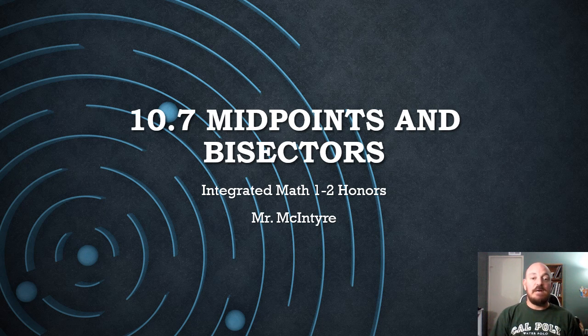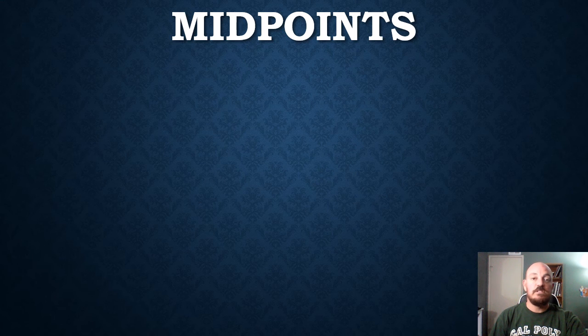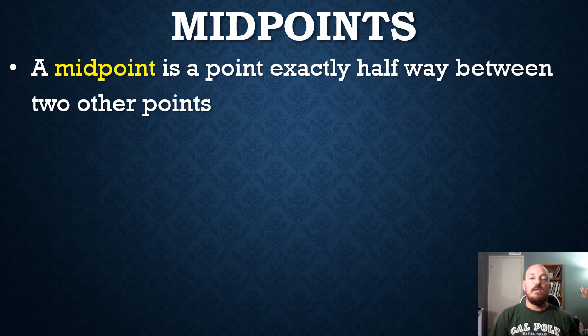about midpoints and bisectors, which are both very similar concepts because they both have to do with cutting something in half. So let's start with a midpoint. And a midpoint is a point that is exactly halfway in between two other points. You can kind of tell by the name, midpoint is the middle point, the very exact middle point.